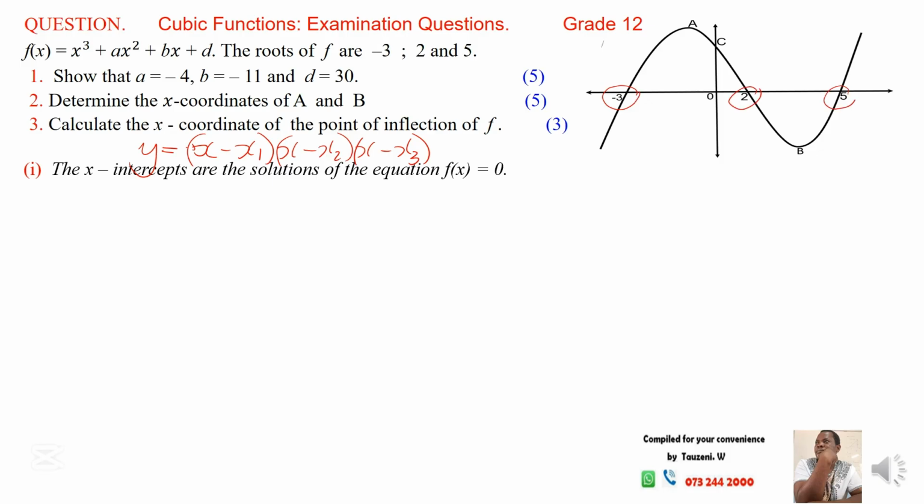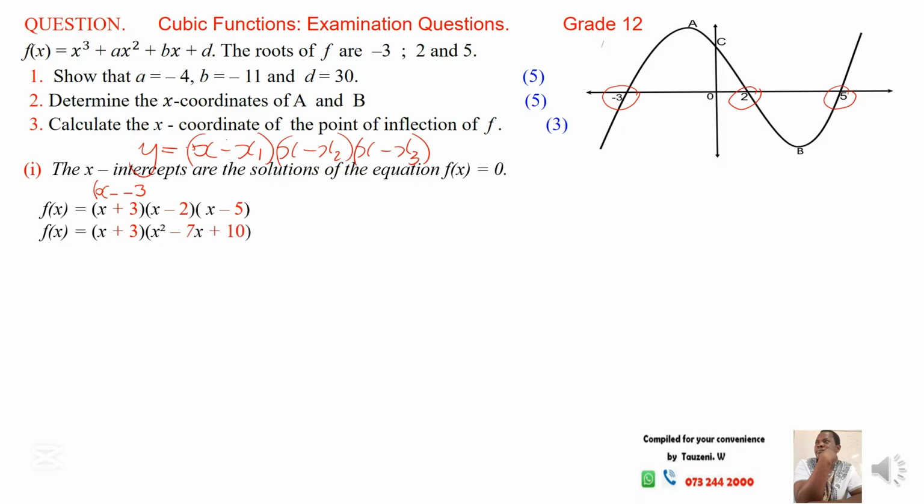Now that is what we do. So we simply substitute those three using the x-intercepts. The first x-intercept is -3. So there is a negative here. So if I put a -3, I'm going to have x minus and then another minus. That's why the first bracket is x plus 3.